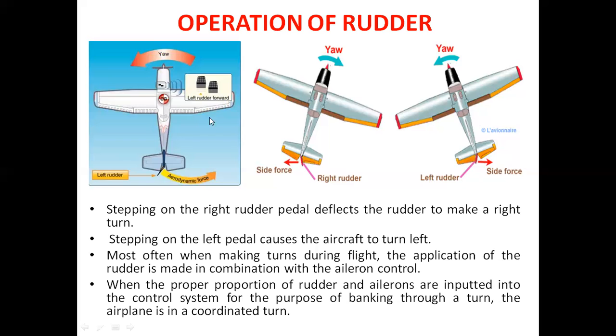Similarly, if the pilot steps on the right rudder pedal, the rudder will deflect towards the right. Now, air will strike this rudder, which will create a side force towards the left. If the side force is applied towards the left, now what will happen? The tail will go to the left, and the nose will turn towards the right.